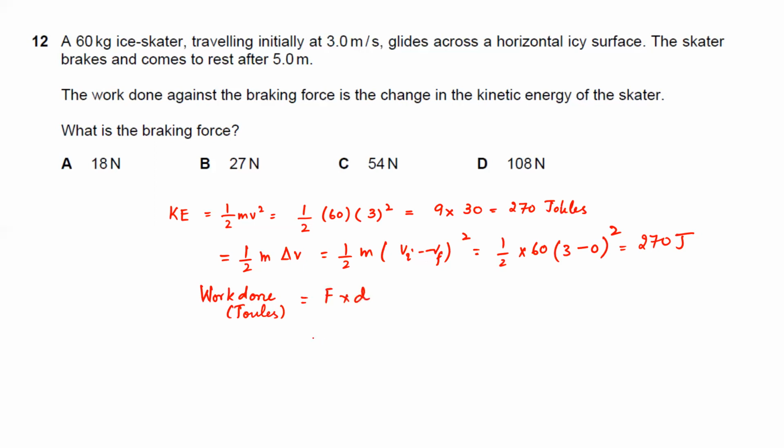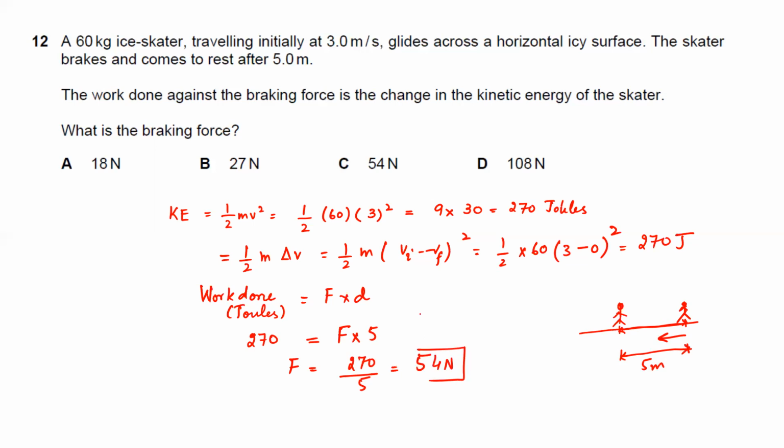Work done is force multiplied by the distance traveled in the direction of force. So for example, this is the skater, it is skating, so it skates down and comes to rest over here. So the braking force is acting in this direction. The overall distance is 5 meters. So eventually force into distance, force that is the braking force, distance is 5 meters. Overall energy that is converted is 270 joules. So force becomes equal to 270 divided by 5. It comes out to be 54 newtons. So the answer C is the right choice we have.